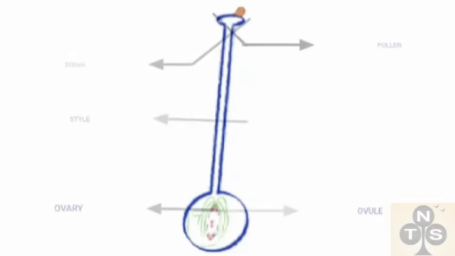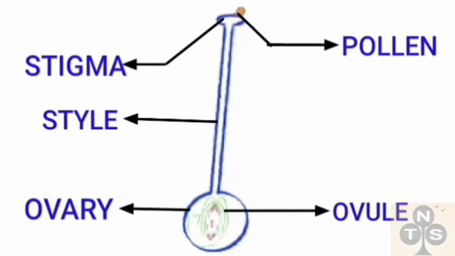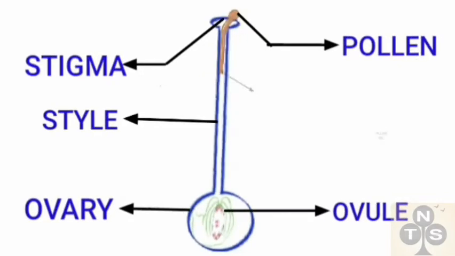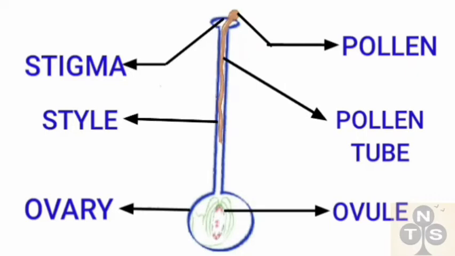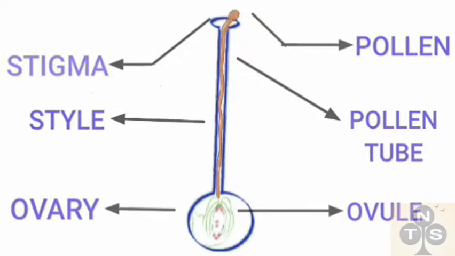After getting transferred to the stigma, the pollen absorbs a sugary solution, and the pollen tube containing two male gametes grows out, to reach the ovule in the ovary, via the style. Pollen germination and its growth are controlled by several factors.